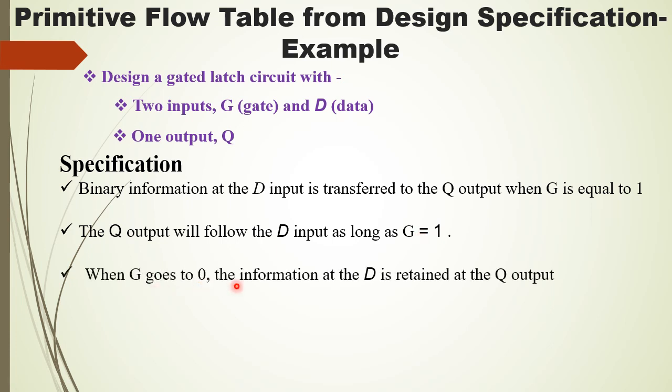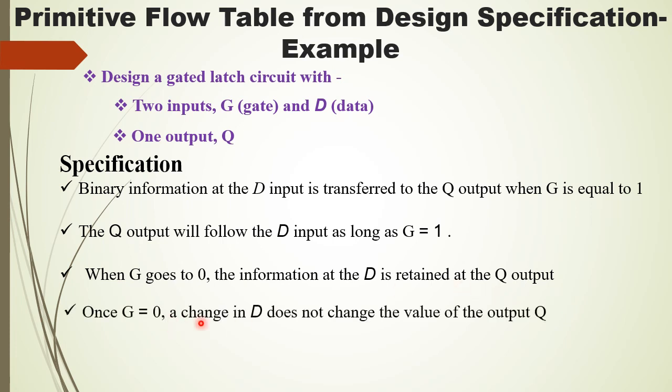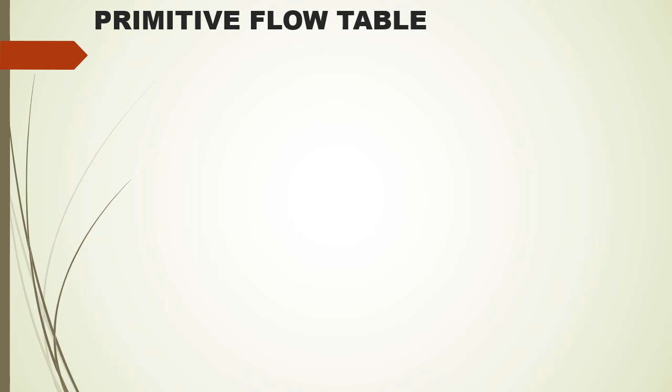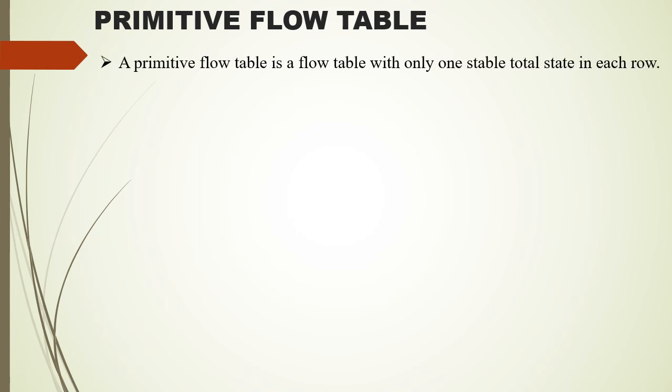When G goes to 0, the information at the D input is retained as an output. Even if we try to change the D input with G equal to 0, the Q value will not change. Thus, the gated latch is a memory element that accepts the value of D when G equals 1 and retains this value even after G goes to 0. Let us see how to derive a primitive flow table.